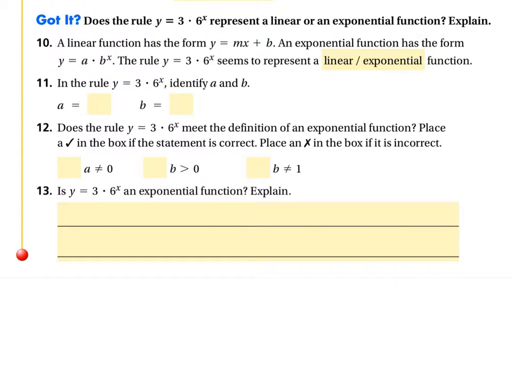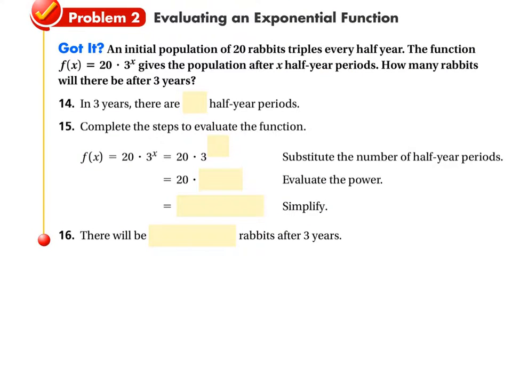When looking at the rule y equals 3 times 6 to the x, it seems to represent an exponential function. In the rule y equals 3 times 6 to the x, the a would be 3 and the b would be 6. So does the rule y equals 3 times 6 to the x meet the definition of an exponential function? Is a not equal to 0? Check, that's true. Is b greater than 0? Check, that's true. Is b not equal to 1? Check, that's true. So yes, this is an exponential function. It meets the requirements.